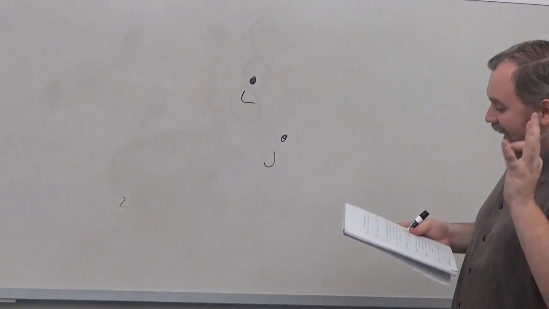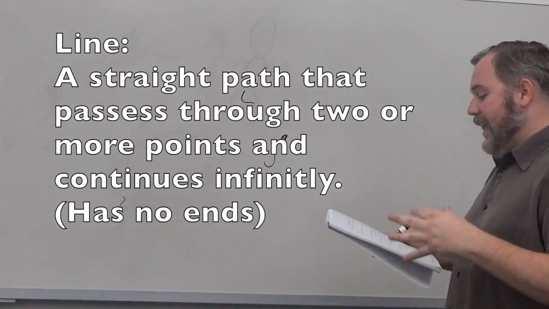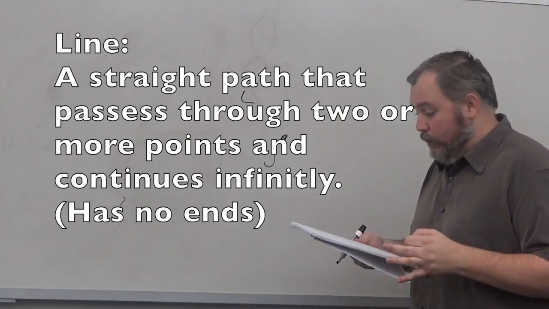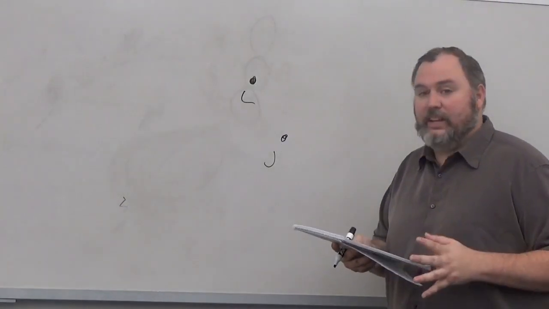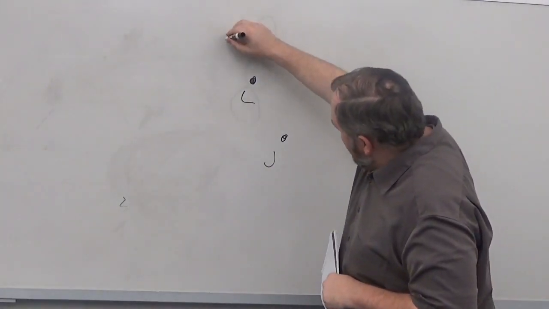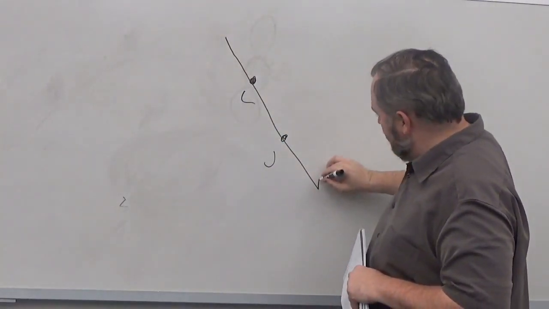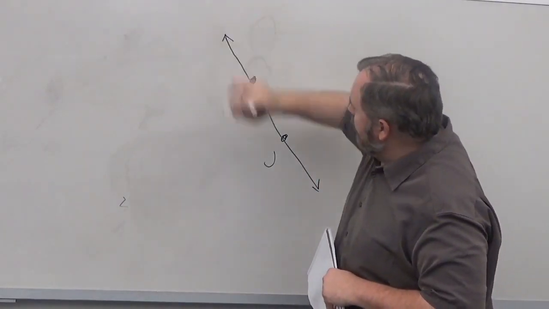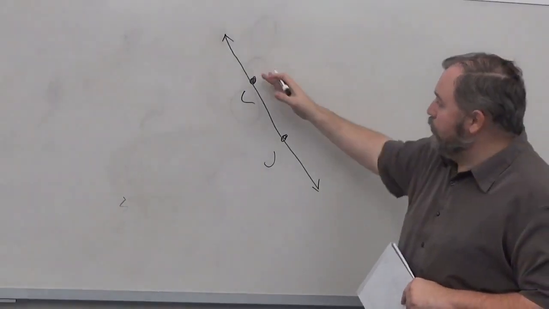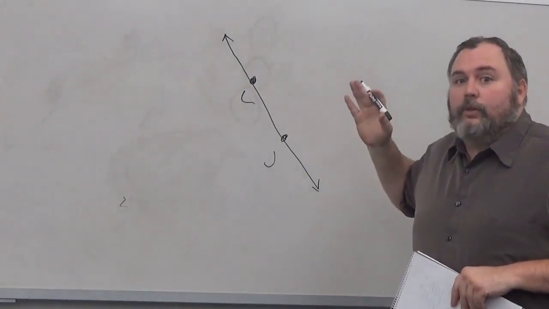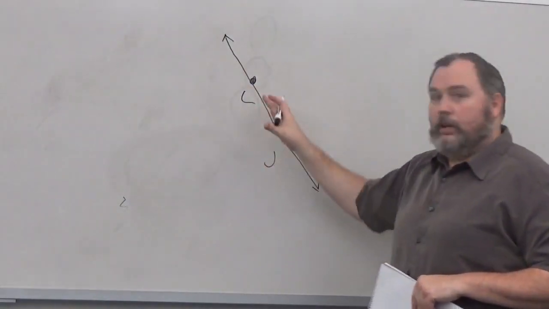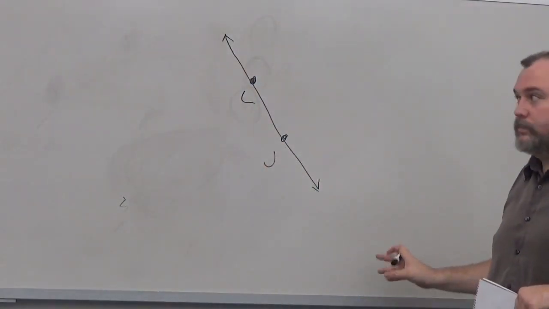Now, a line. It says it is a straight path that passes through 2 or more points and continues infinitely. It doesn't end. So here are my 2 points. I'm going to make a line. Might be a little crooked, but it's a line that goes through them. Okay? This line goes through these 2 points, but it goes on infinitely. It goes on infinitely in this direction, and it goes on infinitely in this direction.